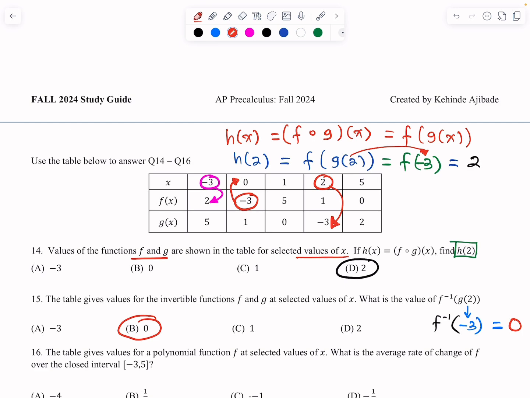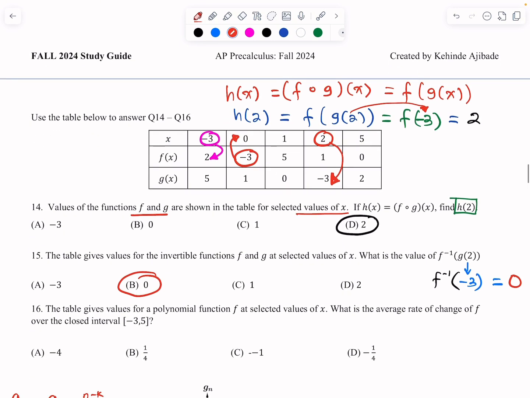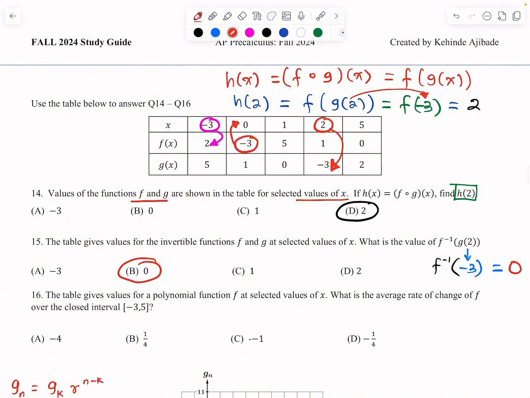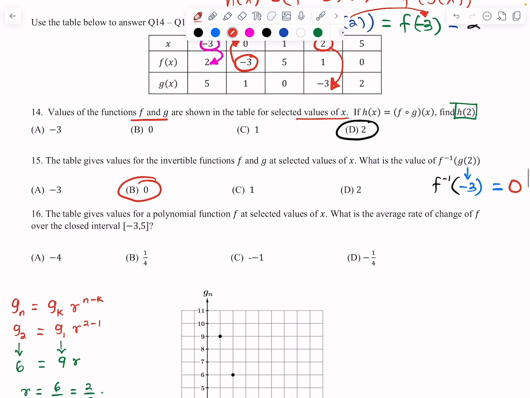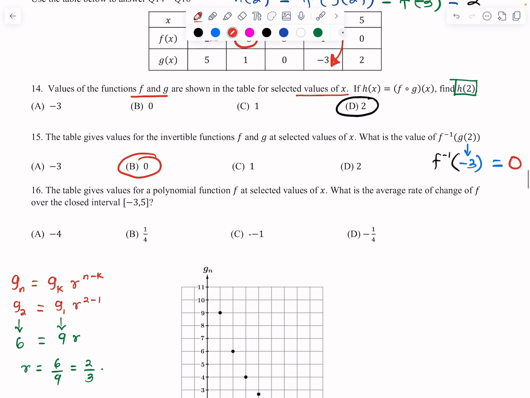And then let's go to question 16. Question 16 is saying that we should find the average rate of change. So for this question, I am told to find the average rate of change. So I will do the average rate of change. So let's do the average rate of change real quick. So and then my formula for the average rate of change. So let's call it error.